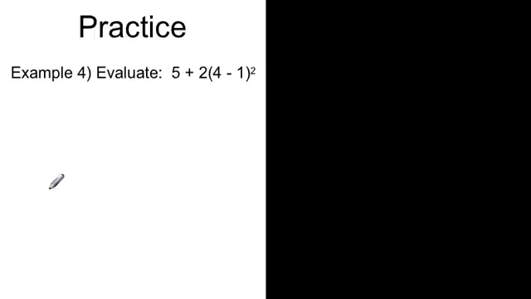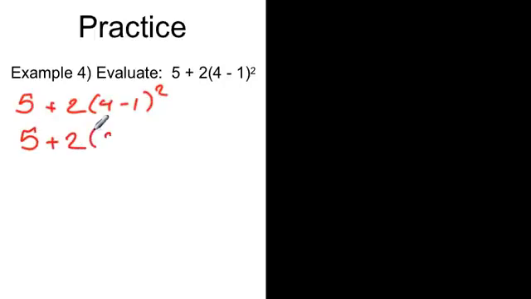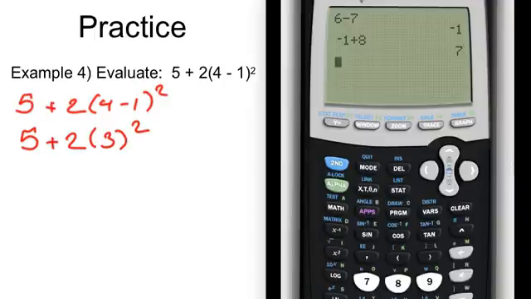We can do that here as well. Just as before, I'm going to start by rewriting my problem. And now I do everything in parentheses first. 4 minus 1 is going to be 3. Next, I'm going to evaluate any roots or exponents, and I see I have an exponent of 3 squared. So I'll type in 3. Remember, right above the division sign is where I find my exponent symbol. So 3 raised to the second power is 9.